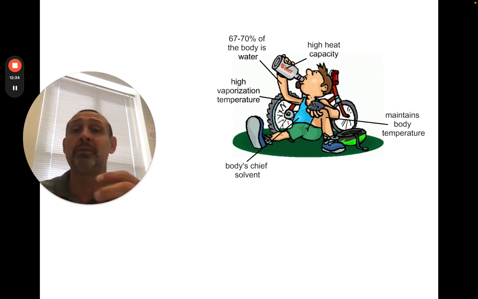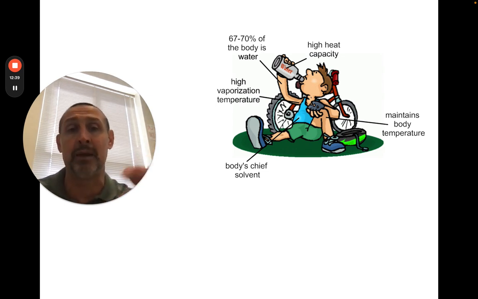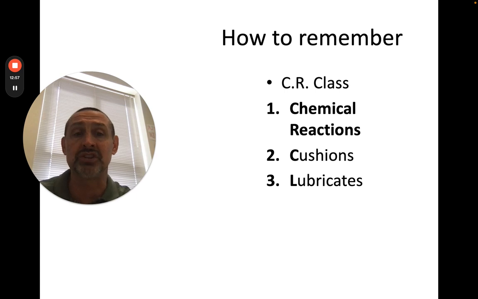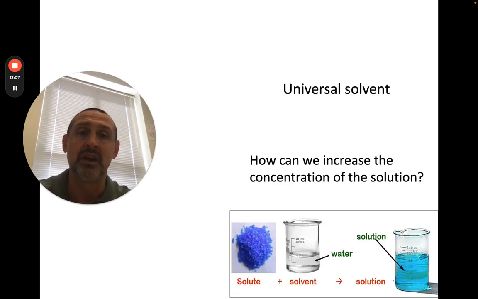When water evaporates, it has a high evaporation temperature, which means it takes a lot of heat for water to evaporate. And we use water to break things down. That's what I mean by the body's chief solvent. To summarize some of these characteristics of water, think of the acronym CR class. CR stands for chemical reactions because water helps facilitate some chemical reactions. Water can help cushion. It can help lubricate. It's a solvent. It dissolves things. And it has a high specific heat, which means it heats up very slowly, cools down very slowly.